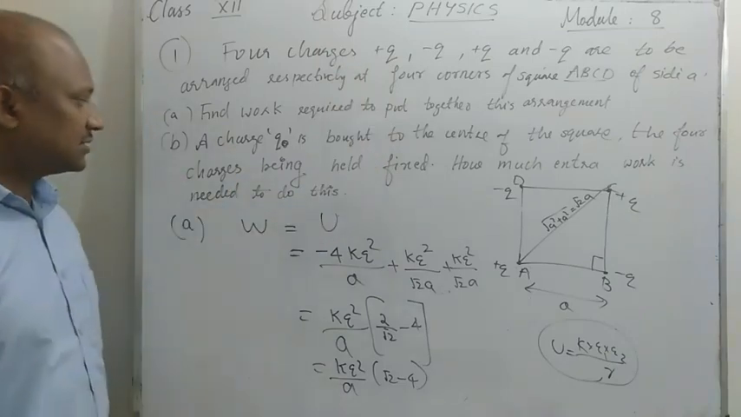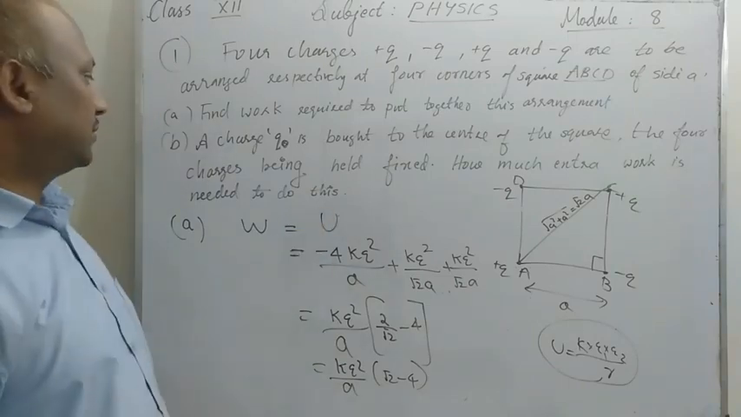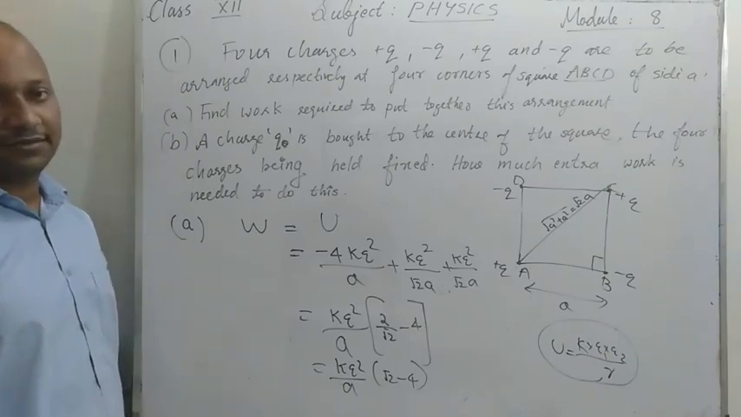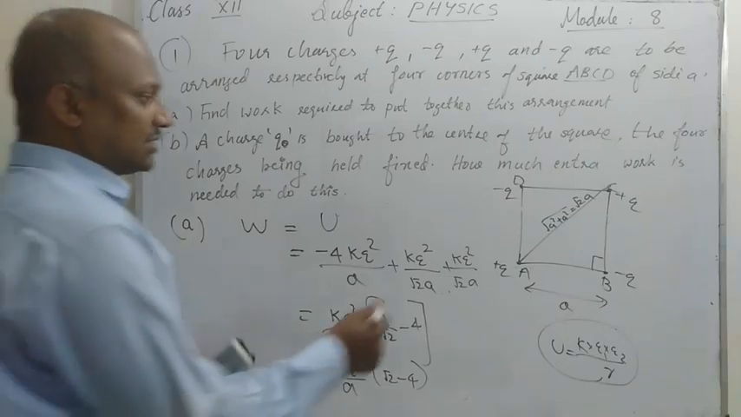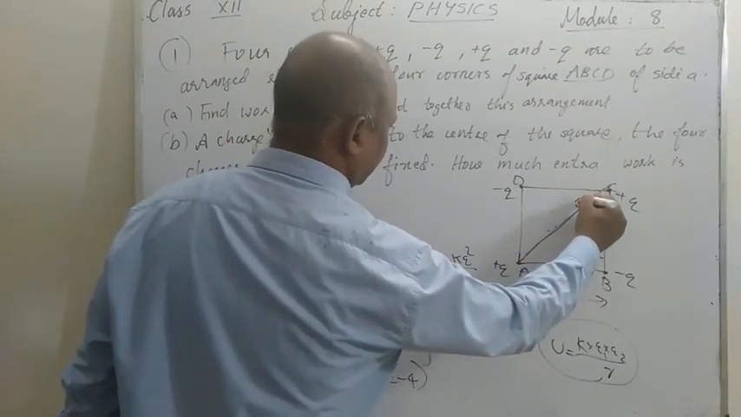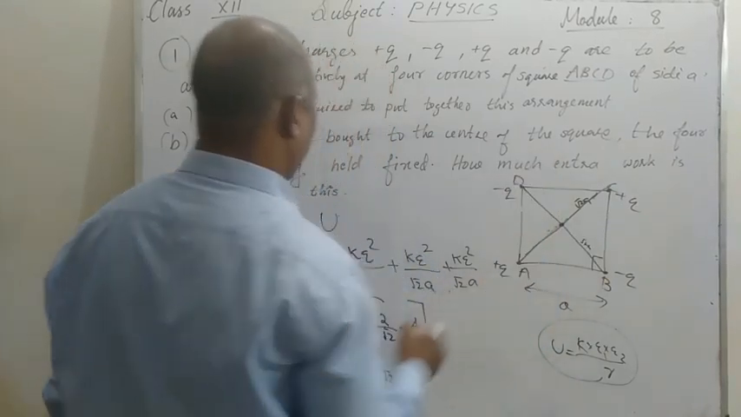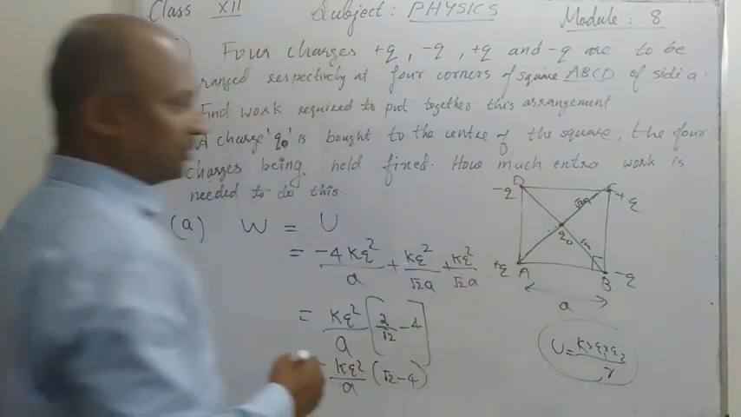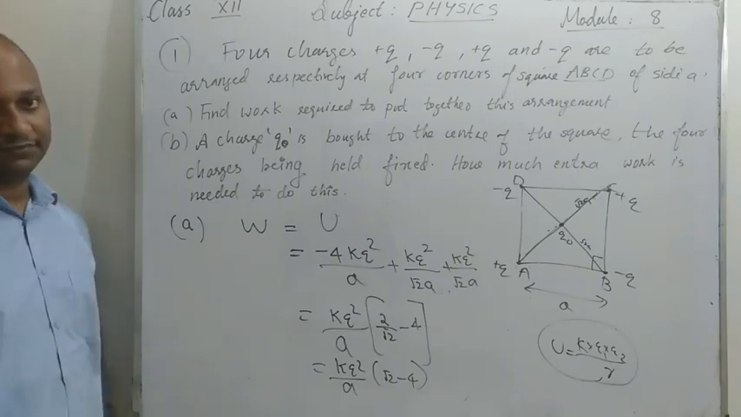And the next is, the charge q naught is brought to the center of the square, the four charges being held fixed. How much extra work is needed to do this? How much extra work is needed if you bring it to the center? So now this is root 2 a, this is also root 2 a, so at the center of the square you're going to bring a charge q naught, then how much extra work is to be done?